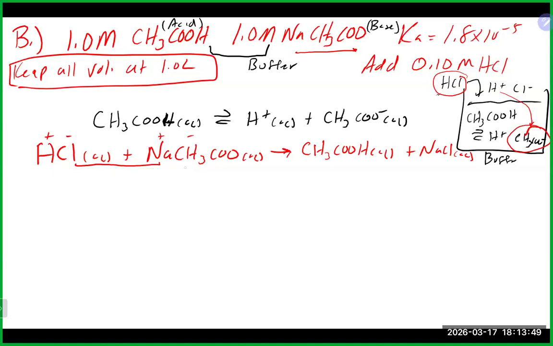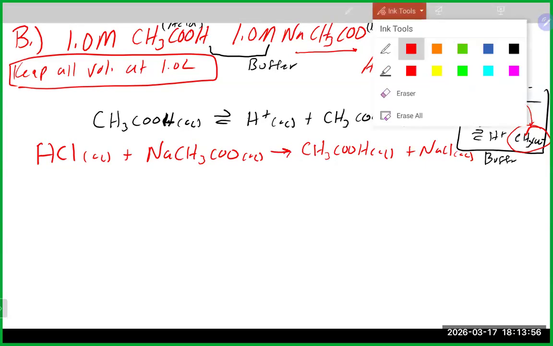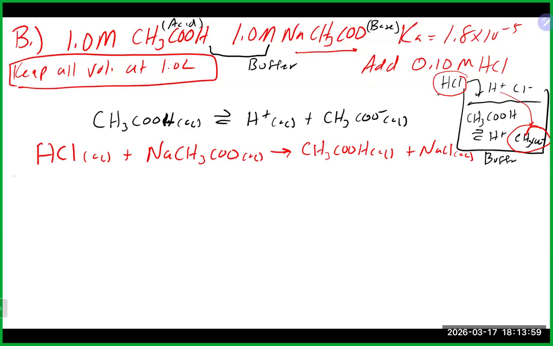Since we are definitely adding volume in this case, we are going to do this ice table not in molarity but in moles. Initially, since I have 1 liter of HCl with a molarity of 0.1 moles per liter, that's going to give me 0.1 moles of HCl. Again, we have to do this table in moles because we're adding volume. Molarity is changing at this point.